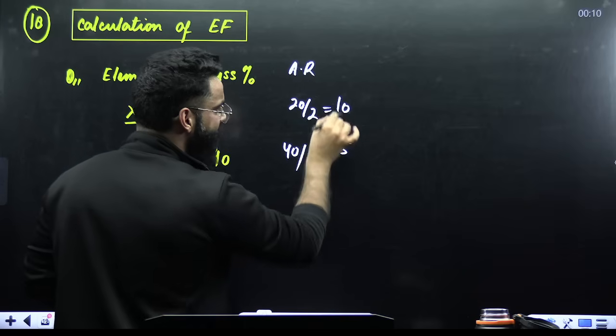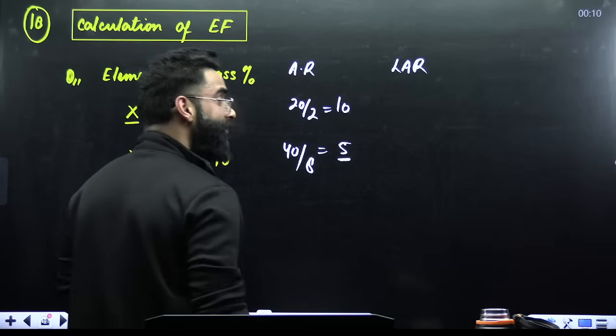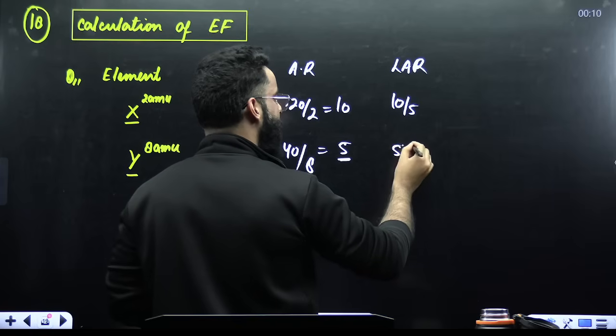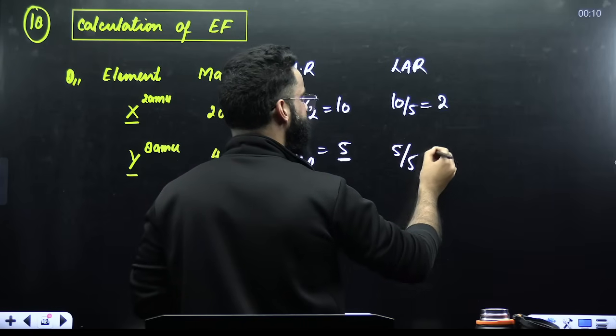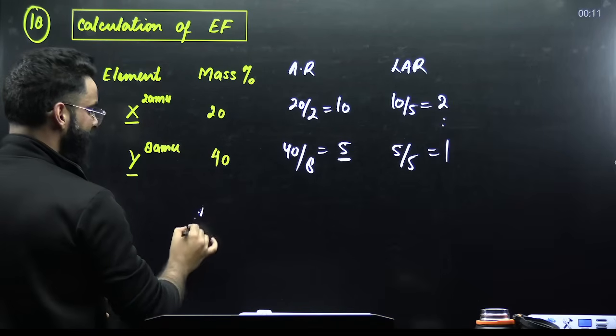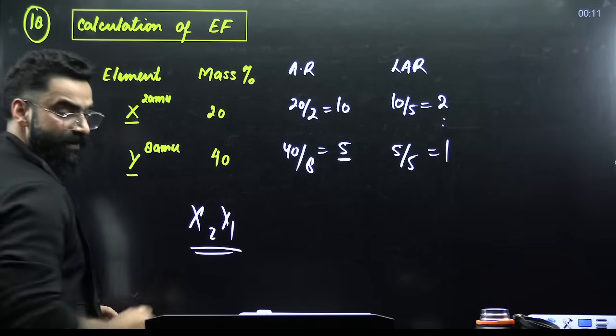Which one is the lesser value among the two? 5. So now I'll be getting the least atomic ratio. How do we get the least atomic ratio? Divide both the numbers by the lesser one. This value is 2. This value is 1. So the ratio is coming out to be 2:1. That means empirical formula will be X2Y1. Perfect. This is the empirical formula.